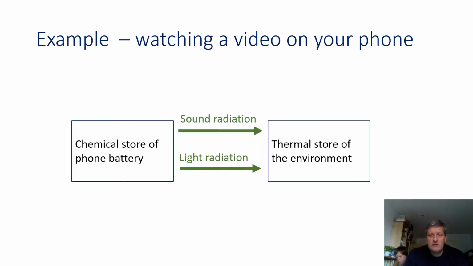So well done if you got this correct. Energy transfers from a chemical store in the phone battery to the thermal store of the environment, and it does this by the light rays and the sound radiation bouncing around, reflecting off the surfaces and the walls in the room, and eventually all of it will be absorbed by the walls and the surfaces, and there will be a transfer to the thermal store of the environment. So the walls and the surfaces in the room will get very slightly warmer.